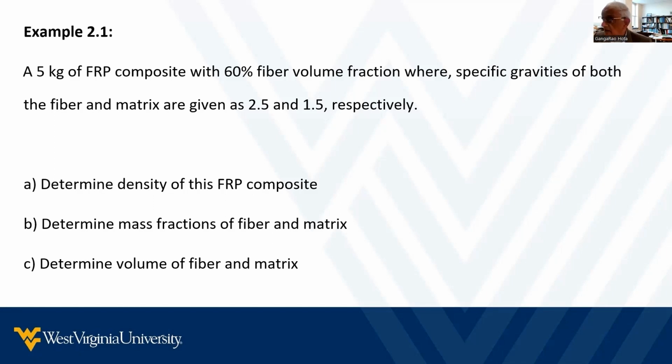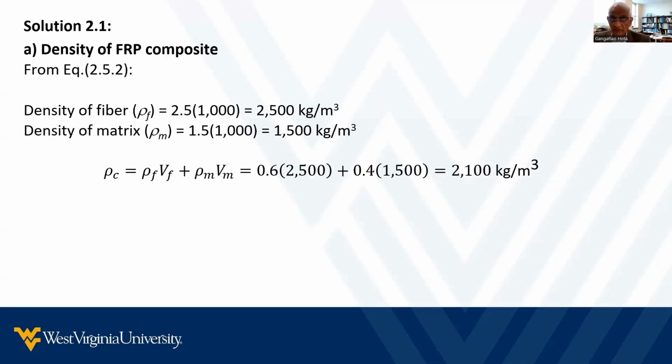These density or specific gravity numbers for glass and resin that I gave you here are average values, and there is a range for these values as I identified in my textbook. Now we want to find the density of the composite and also mass and volume fractions. That's what I'm going to show you in my next slide.